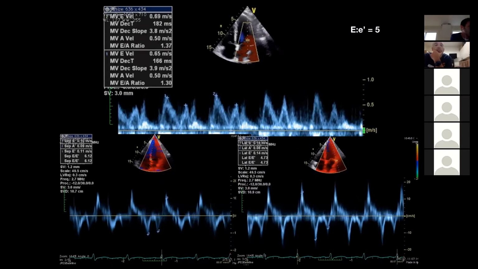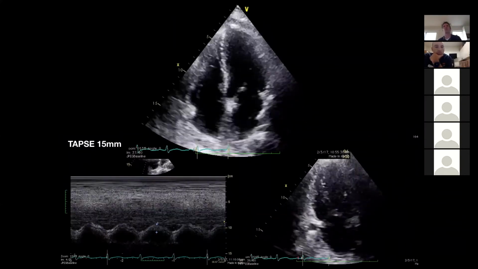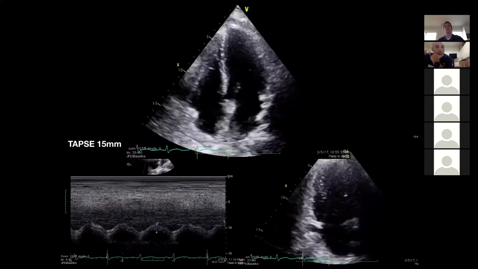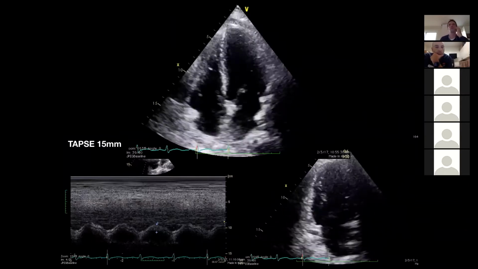Just in time, I might flick through this one. So here we've got someone who's got the normal E to A ratio, normal E to E prime. We've got an E prime in the septum, which is 11, and in the lateral, which is 14. So this would suggest normal diastolic function and normal left atrial pressure. So again, it's a little bit different from the last one.